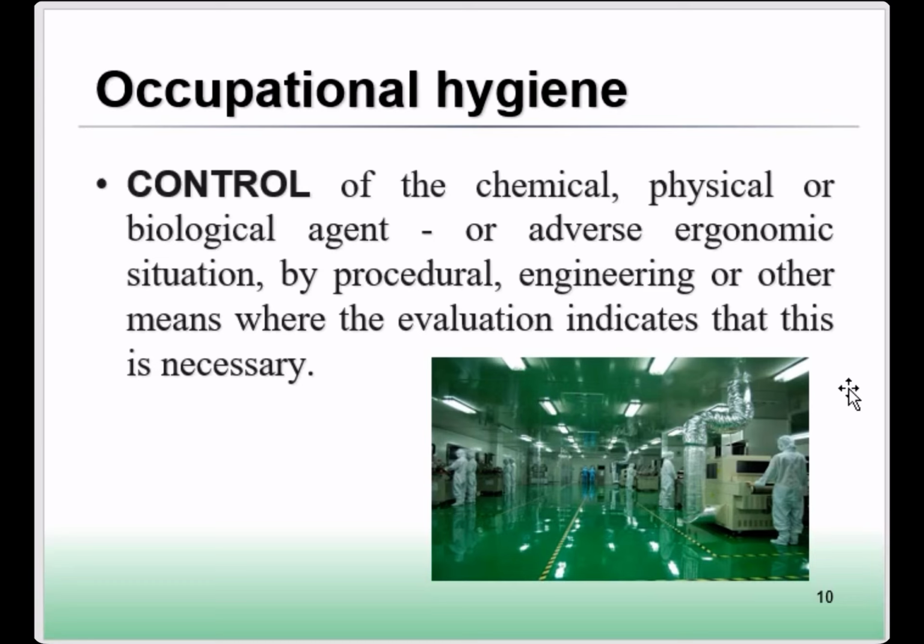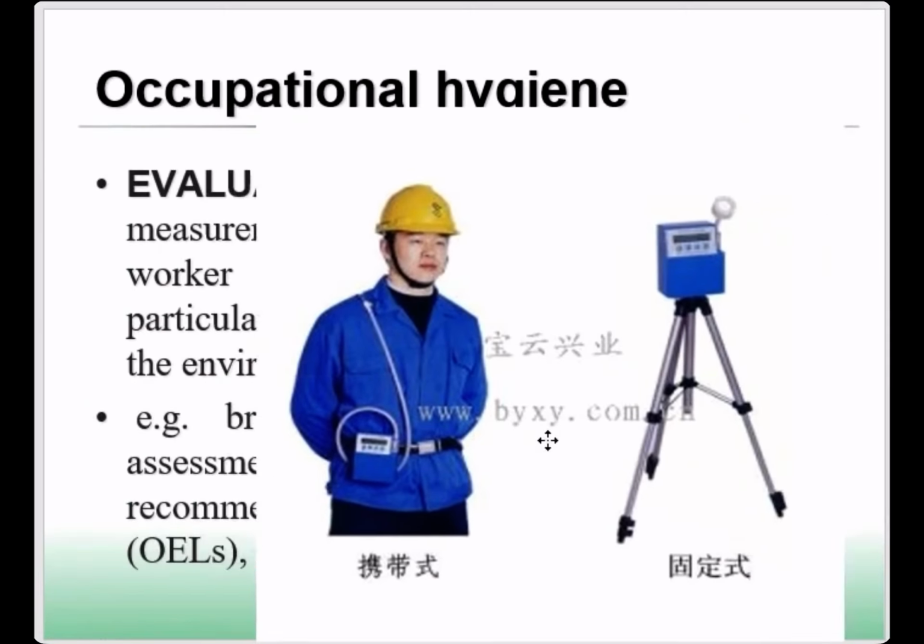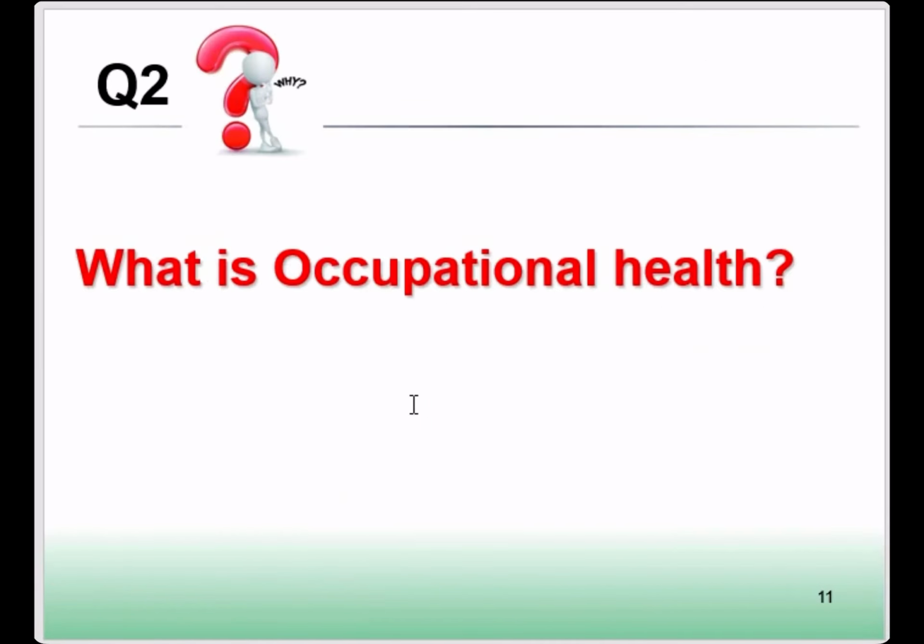So we have to control different types of occupational hazards, then we can protect the workers from occupationally related injury or occupationally related disease. It also can keep the workplace clean and not harmful for the workers. So we have 4 different steps for occupational hygiene. The first one is anticipation, then recognition, evaluation, and control.